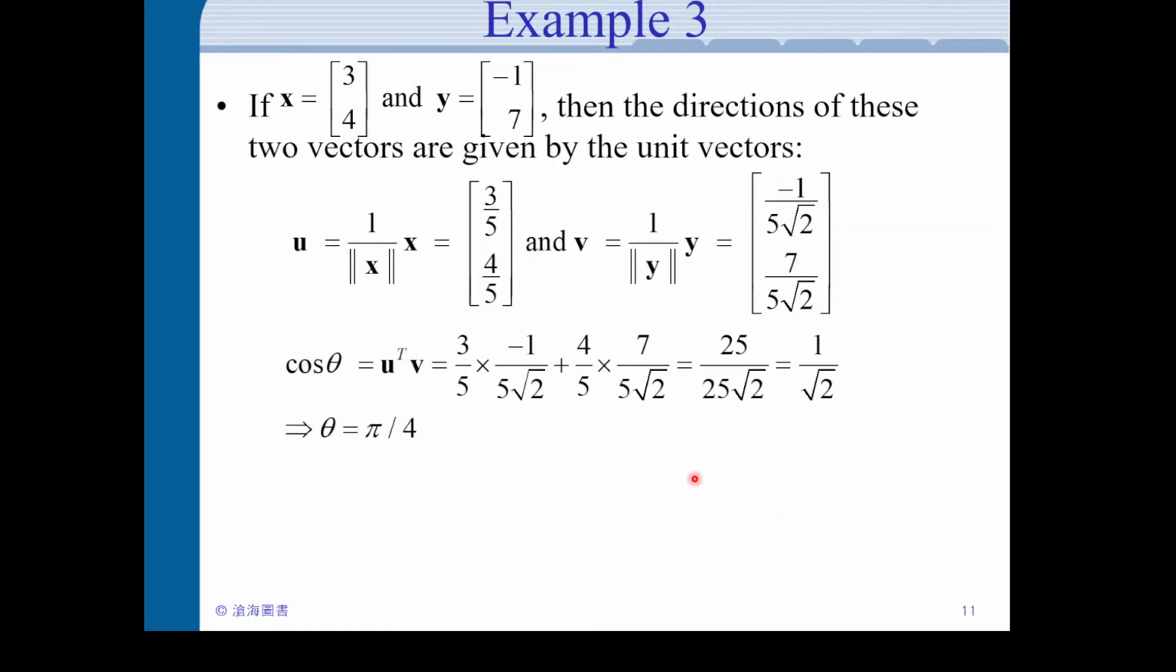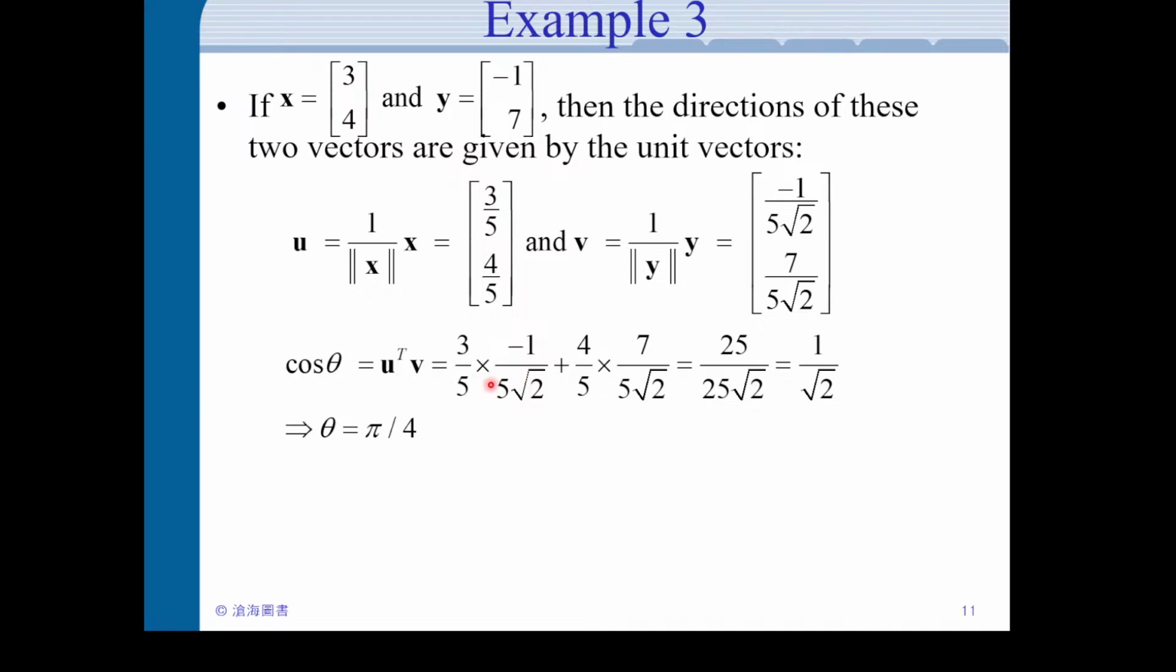Once again, we can see some examples. x is this 3, 4 vector, and y is this -1, 7 vector. The unit vector for x is 3 over 5, 4 over 5. The length of y is more complicated: 49 plus 1 equals 50, so it's square root 50. So the unit vector is -1 over 5 square root 2, and 7 over 5 square root 2. And cosine theta is just this inner product with this, so you have a whole bunch of multiplications.